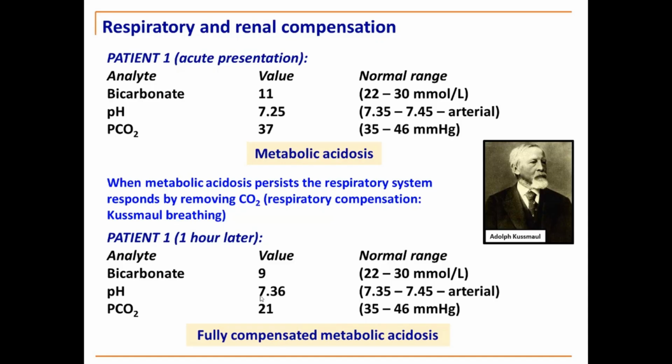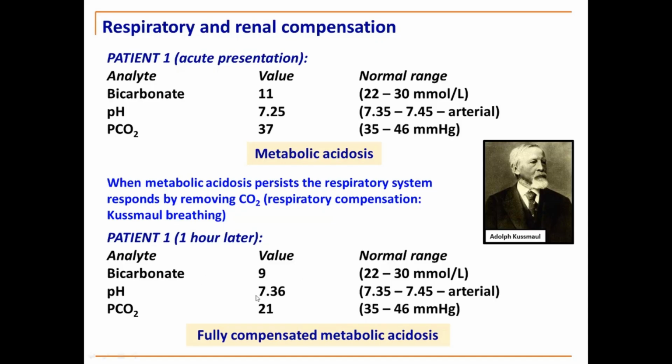So the question is, how do we know if it's fully compensated or partially compensated? It's very simple. It is a fully compensated metabolic acidosis if the pH is back in the normal range. And as we can see, the pH is back in the normal range. So the pH has been fully compensated. It's come back to normal. I mean, they've still got whatever condition they had, but the pH is now back in the normal range.